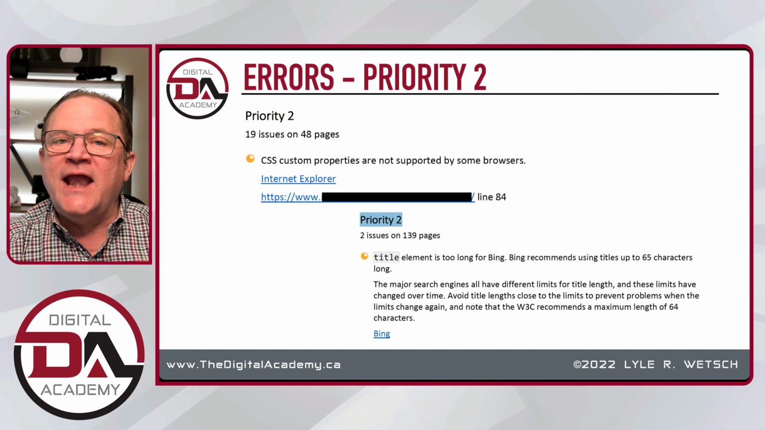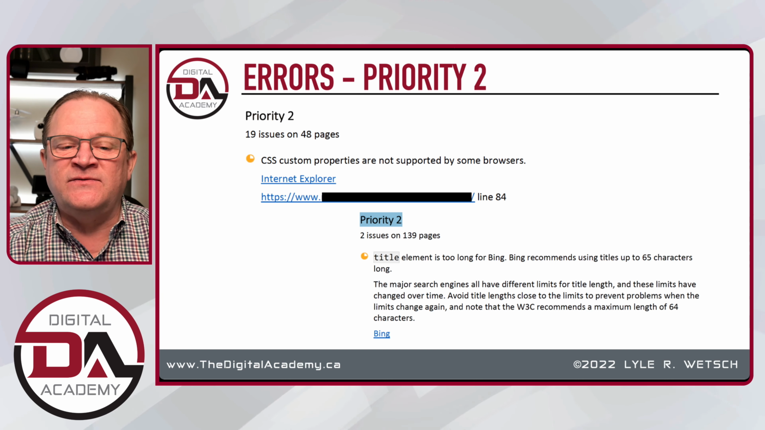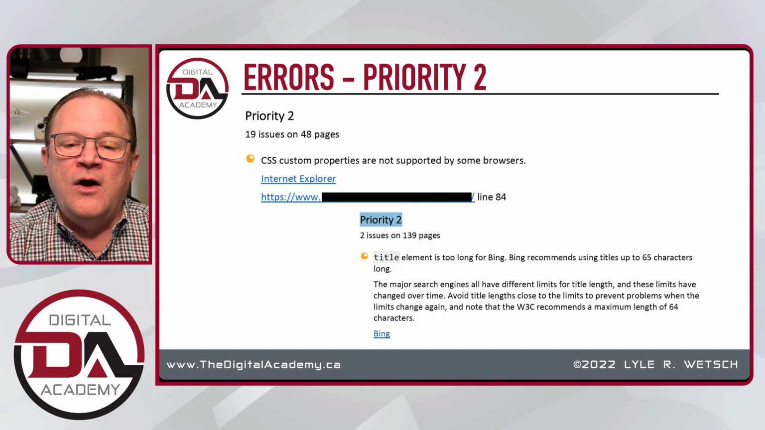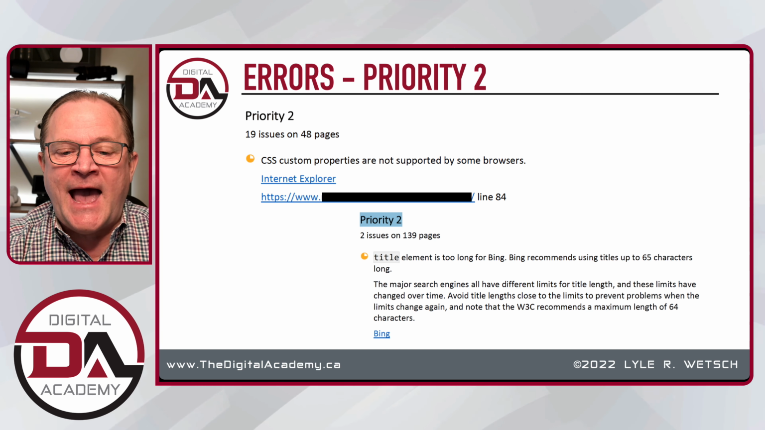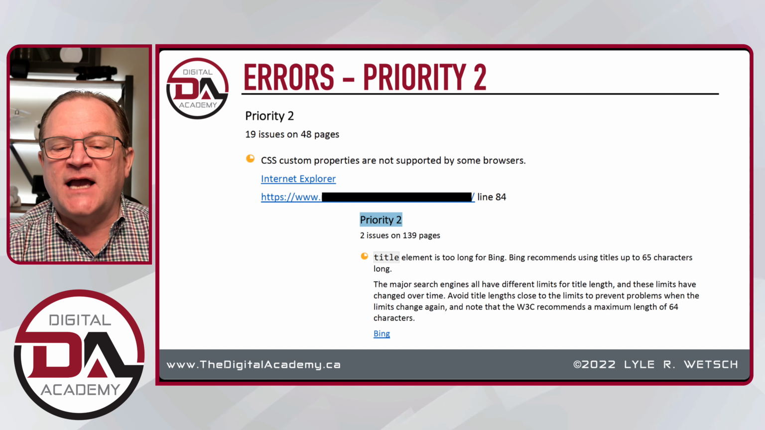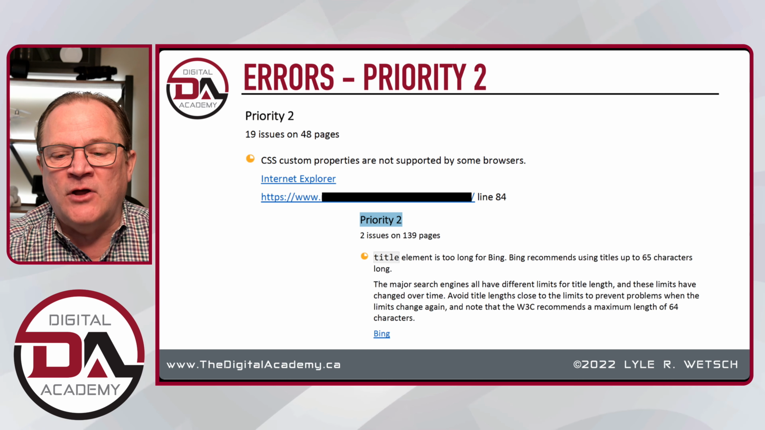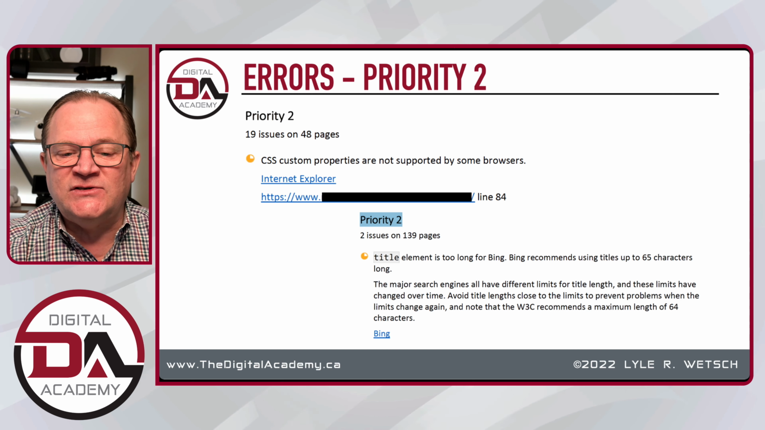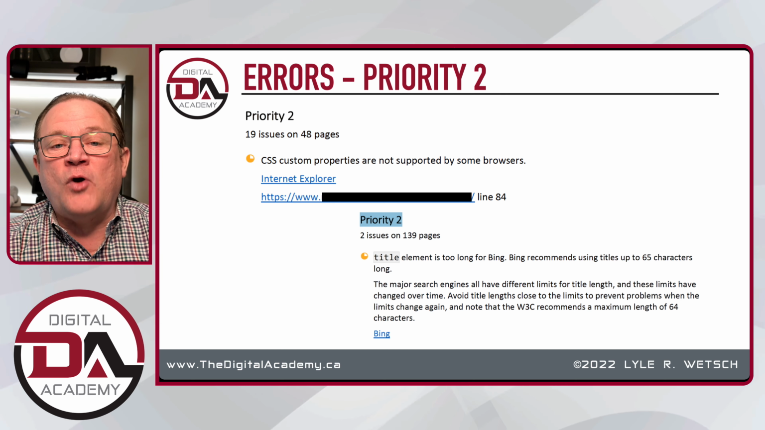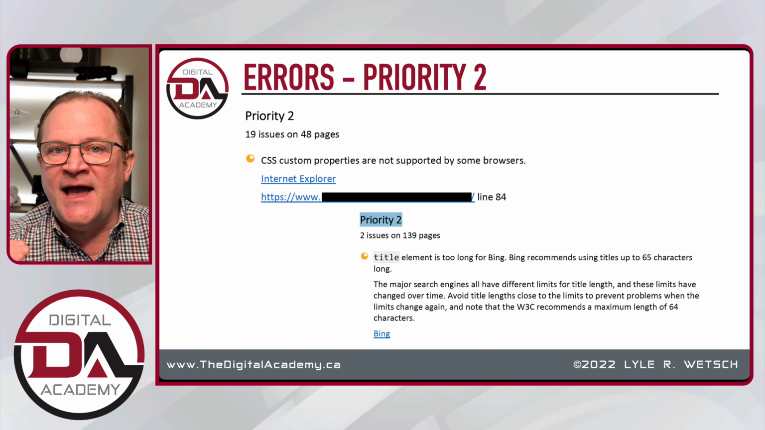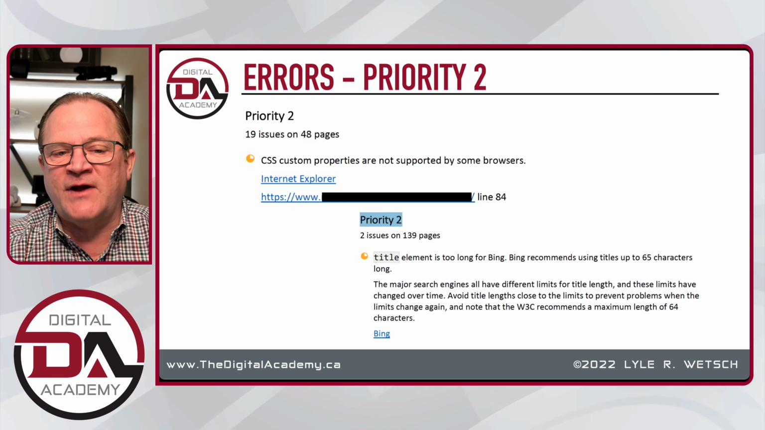So for example, in this case, it's identifying that the cascading style sheet properties are not supported by certain browsers. And then it will take a look at each of the individual browsers. In this case, when we're talking about Internet Explorer, there is an issue on a particular page on line 84. Or for example, when we take a look at the title element being too long for Bing, where Bing recommends that the titles be no more than 65 characters long, it's going to identify, do you have issues? And so there's 2 issues. One is that title element that is a problem on 139 pages of the website. And it'll identify each and every page for you to be able to address that.